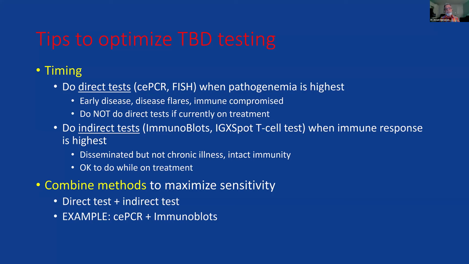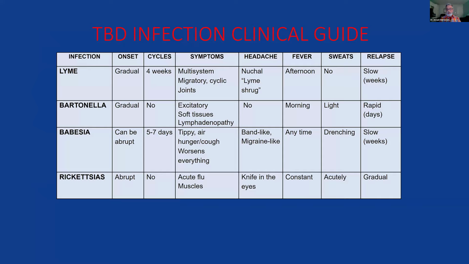On the other hand, the indirect tests, the immunoblots, the T-cell tests, and so forth, are for when the immune response is highest. That's in disseminated disease, and it is okay to do it while someone's on treatment. And again, always try and combine the tests to get the maximum sensitivity. I put together two little tables here for sorting these out.